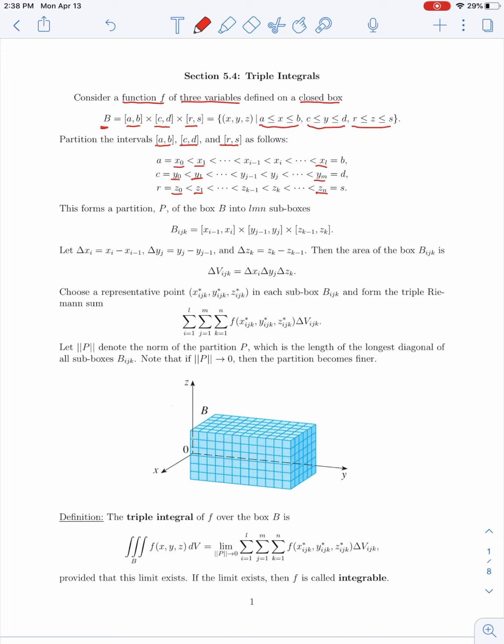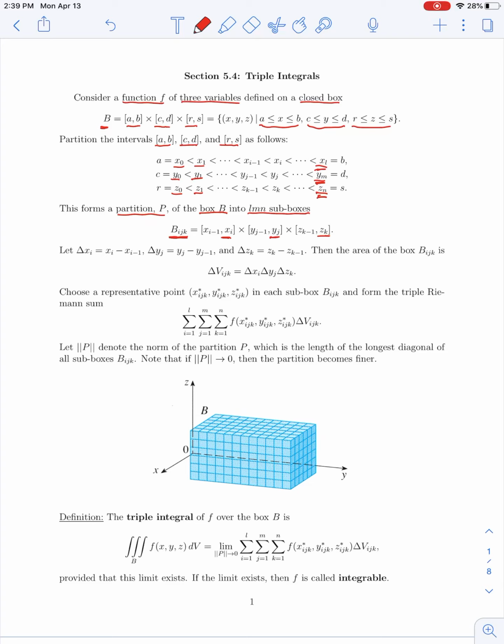Just like we saw for double integrals, where we were partitioning our rectangle into little sub-rectangles, by partitioning the x, y, and z intervals, we are partitioning our box B into sub-boxes, and there are l times m times n of them. The notation we would use for a particular sub-box is B sub ijk. This is the one where the right endpoint for the x interval is xi, the right endpoint for our y interval is yj, and the right endpoint for our z interval is zk.